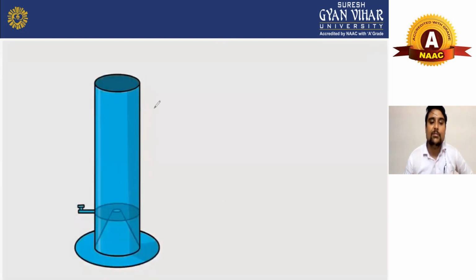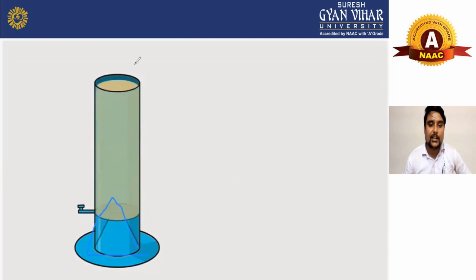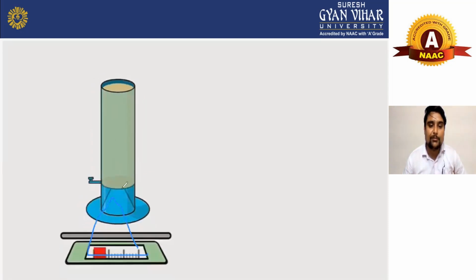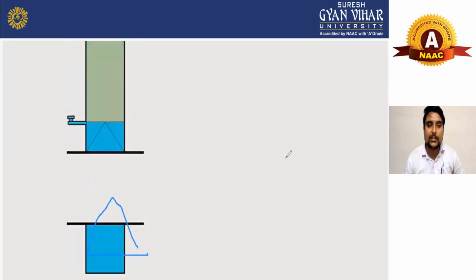Now you can see this is your cylinder, and it will have a conical hole at the top of the core. As you can see here, there will be a conical shape. And what is this? It can be opened when you pour the sand here. It can be opened by this, and you have to weigh it, and it will be equal to W1.